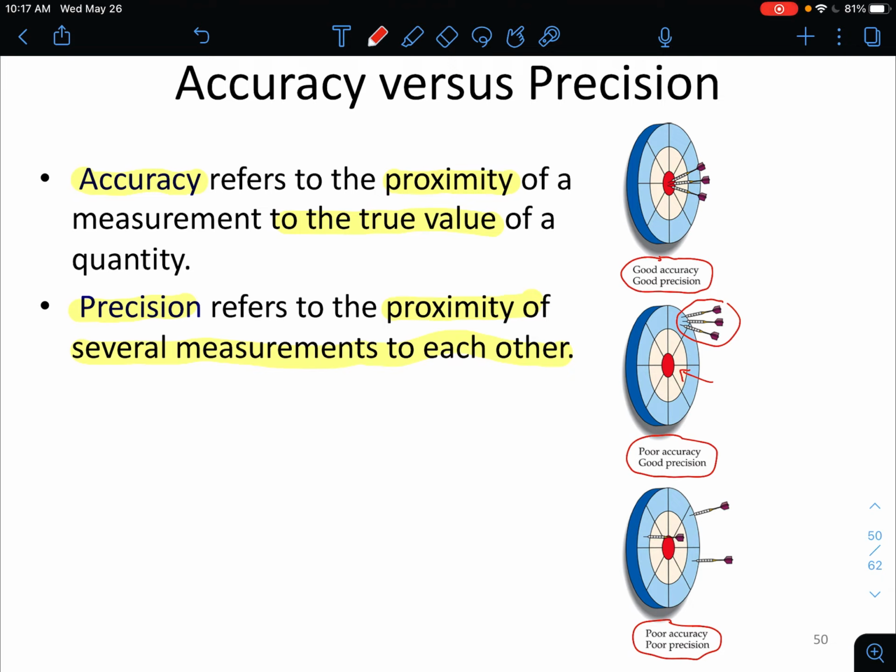The bottom case is definitely the worst case, right? Each trial is not close to the true value, and they're not close to each other. So not only is my experiment not getting me close to the true value, it's not repeatable because I'm getting drastically different data each time. So that would be the least desirable case.